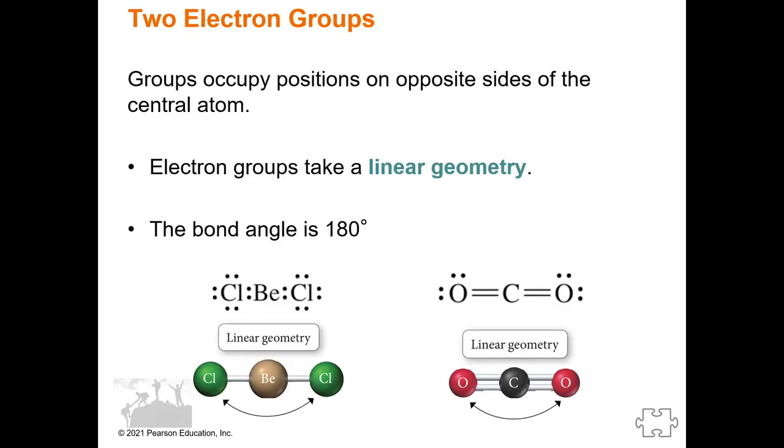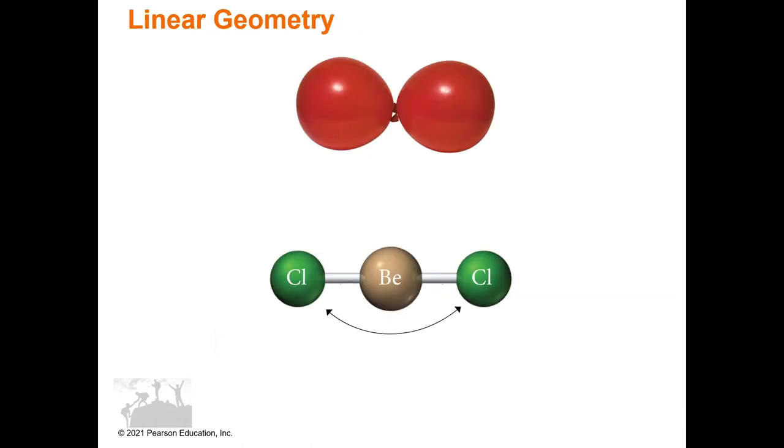Let's take a look at molecules that have two electron groups connected to the central atom. This type of geometry is called linear geometry because you see a line being formed. So here with BeCl2 and carbon dioxide, they both form straight lines, so the bond angle in both of these structures is 180 degrees. So imagine that these two balloons here are the two chlorine terminal atoms, and the beryllium is found in the middle. You could see that there is a linear geometry with these two balloons.